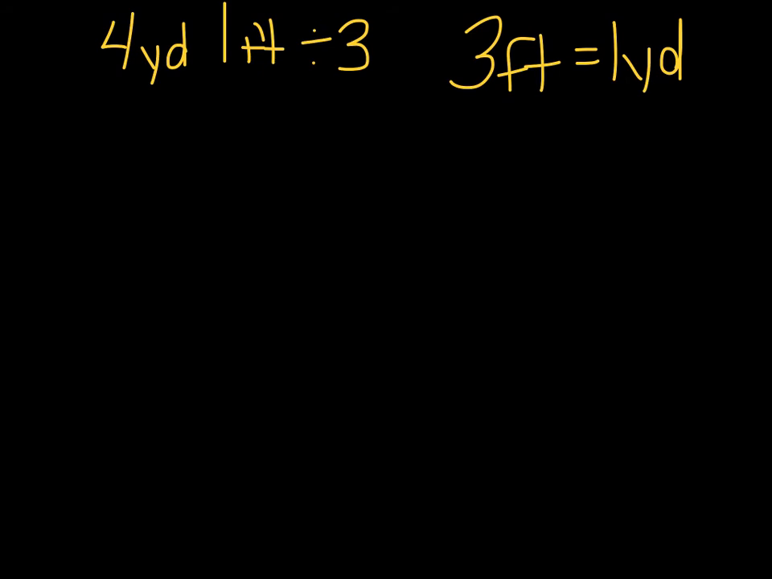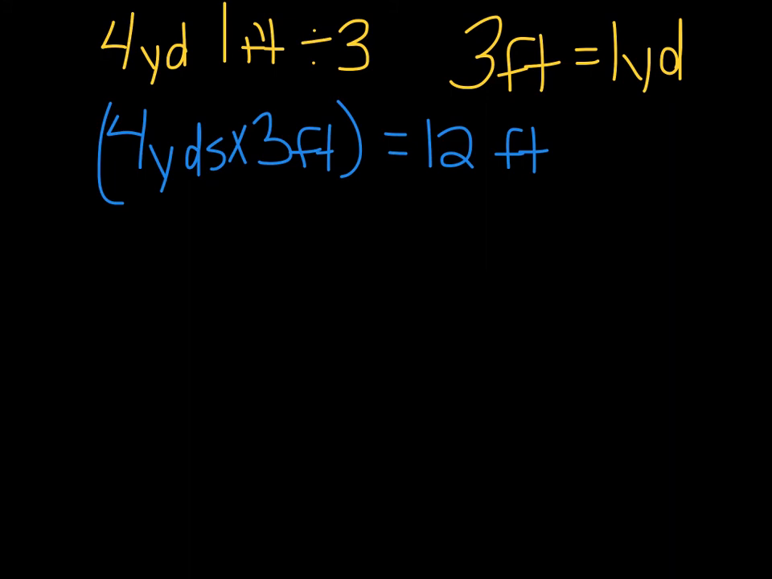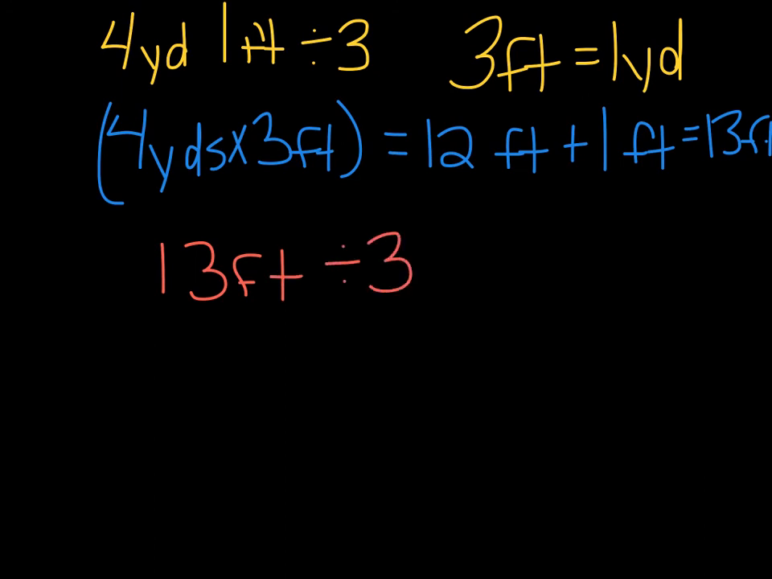So I have 4 yards, 1 foot, so I'm going to need to change this all into feet. So 4 yards times 3 feet equals 12 feet, plus that extra 1 foot that I had equals 13 feet. So I have 13 feet now divided by 3. So it goes in there 4 whole times, and then I have 1/3 left. And this is all in feet.